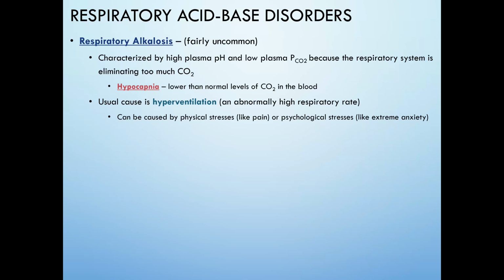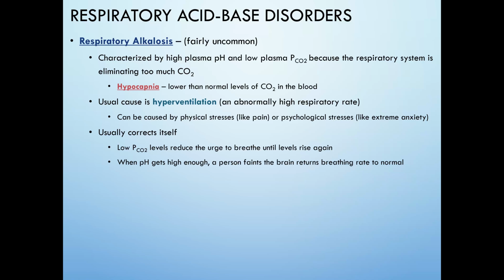This can be caused by physical stresses like pain or psychological stresses like extreme anxiety, like a panic attack, for example. Respiratory alkalosis usually corrects itself because low carbon dioxide levels reduce your urge to breathe until levels rise again. And if the pH gets high enough, a person will actually faint, so they'll lose consciousness. While they are unconscious, they can't maintain the state of hyperventilation, and their breathing rate will adjust automatically back to normal to recover the pH of the body back to normal.